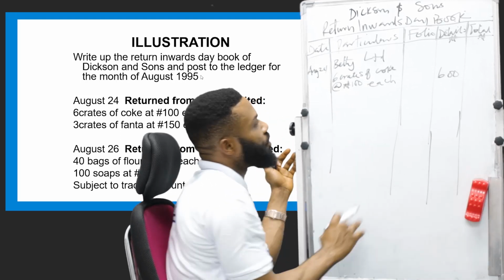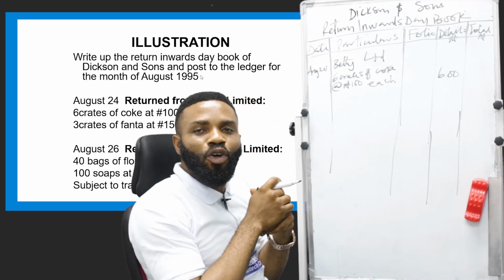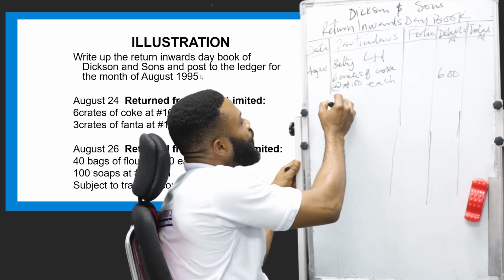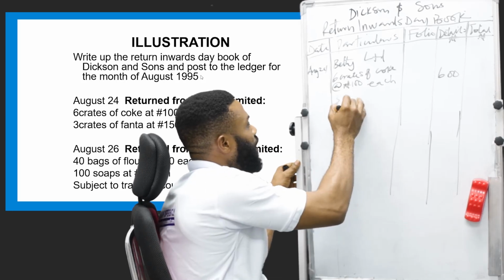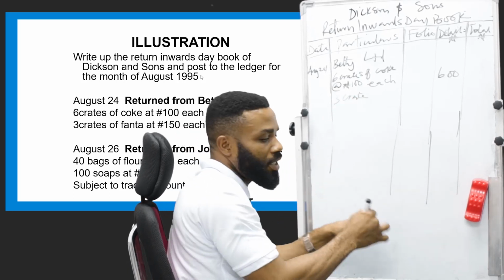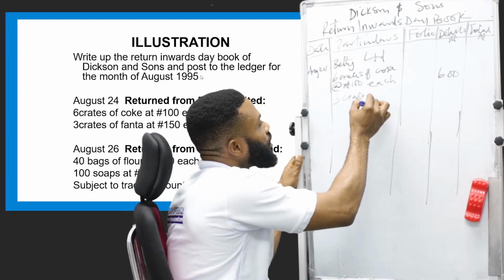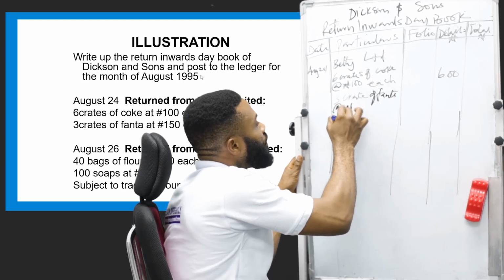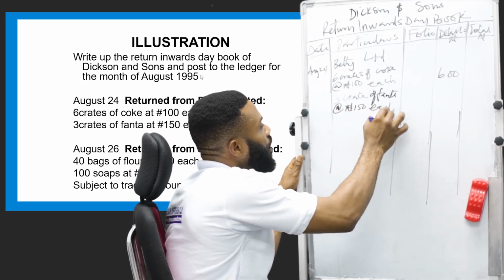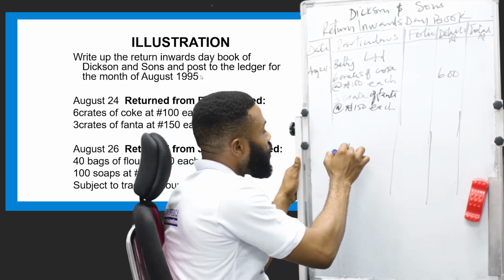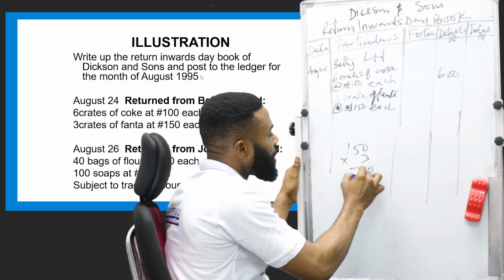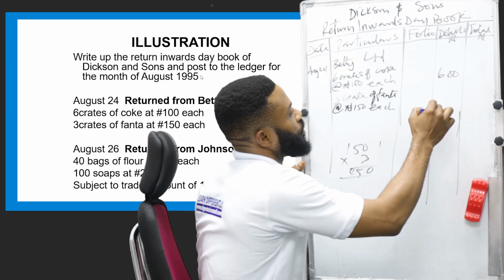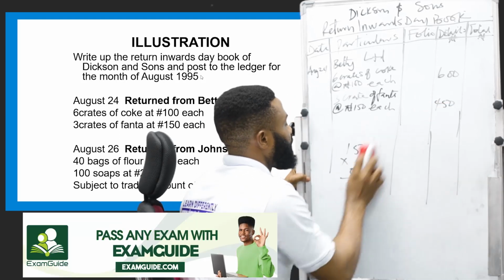Now, let's make progress. The next thing is that they also returned 3 crates of Fanta at 150 naira each. Let's calculate 150 times 3. 0, 15, carry 1. This is 3, 4. That's 450.